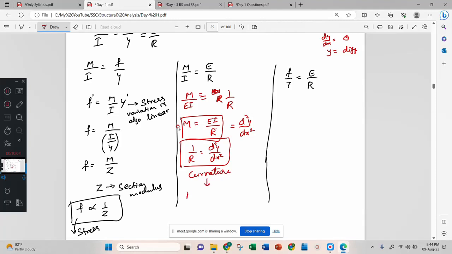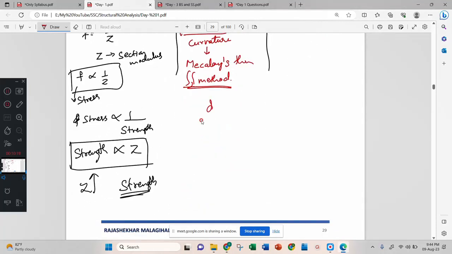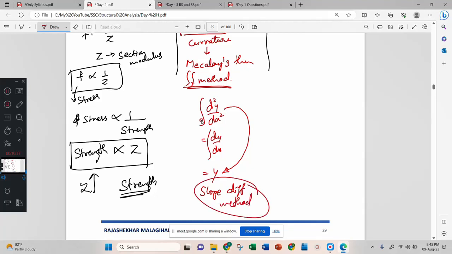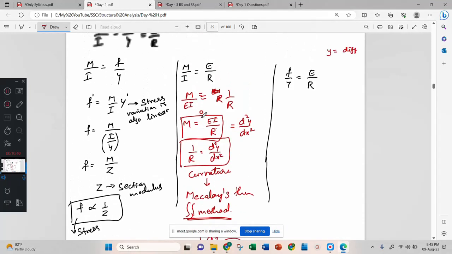This will yield Macaulay's theorem or the double integration method. Why is it the double integration method? Because d square y by dx square, if you integrate once it will give dy by dx, if you integrate once more then it will give y. From this you can determine slope and deflection. Which method? Double integration method, Macaulay's method. That will come from here.